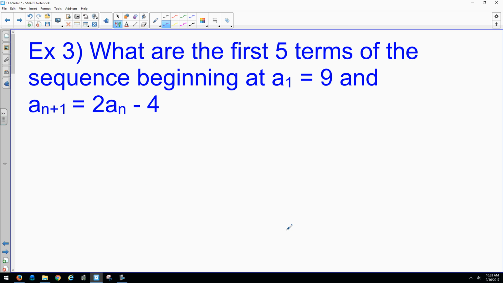The next example is pretty similar. We're going to do the same exact thing. So I'm going to start with the first term, which is 9, and I have this rule to get to the next term. So if n is 1, then n plus 1 would be 2. So the second term would be 2 times the first term minus 4. So we're just going to continue to follow this rule to find the first 5 terms in this sequence.